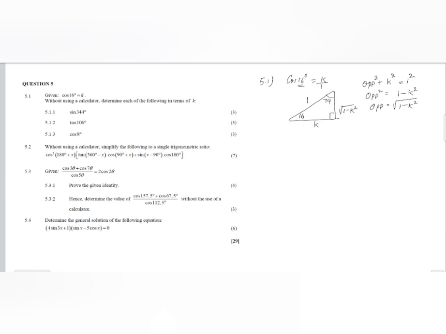So we have all the sides of the right angle triangle. Now we can do those questions one by one using the reduction formula, compound angle formula or double angle formula, looking at the situation. All right, let me start with the first question, 5.1.1.